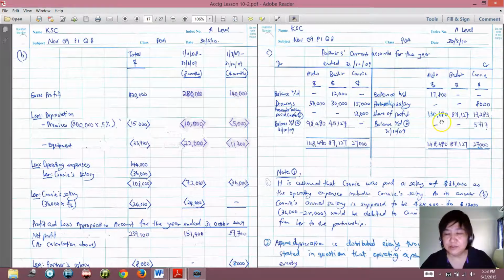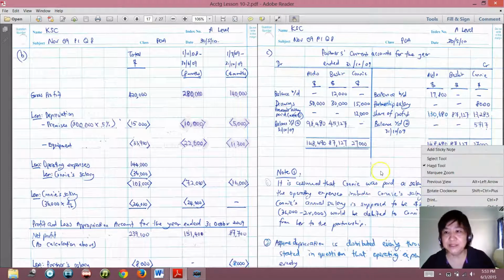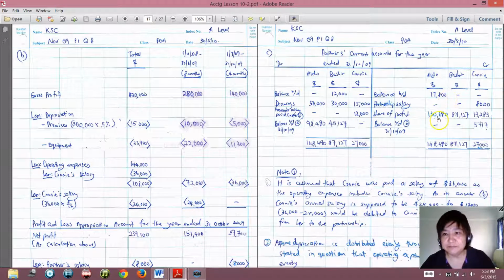Since we have put in all the figures, we will close the account. You use your calculator and write in pencil to see which side is bigger. Although it's obvious this side is bigger, we add, put a number, then put the same number here. This one minus this one, the difference will be the balance carried down. This one also, this side is bigger, put the same number here, and the difference will be the balance carried down. The same for this one.